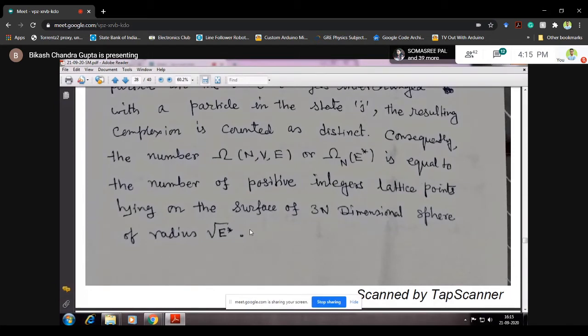আচ্ছা, so you have to count that how many points on the surface are allowed. Okay, so only in the positive quadrant, I mean the portion of the surface where all these integers are positive, all axis coordinates are positive, only positive integers, only those points contribute to the number of microstates.